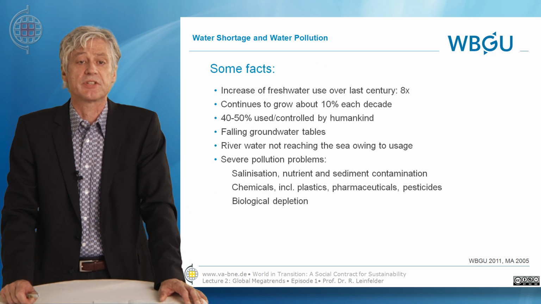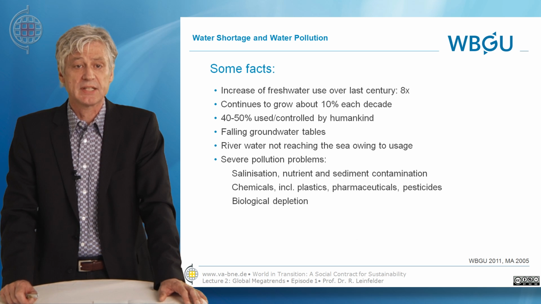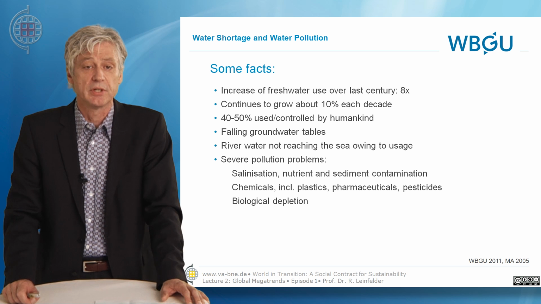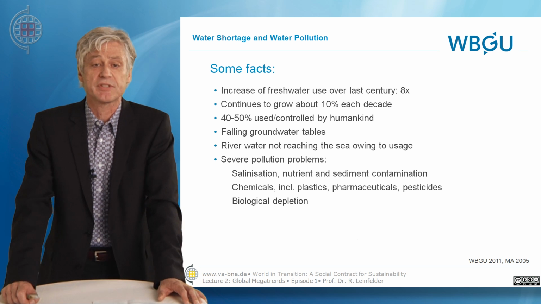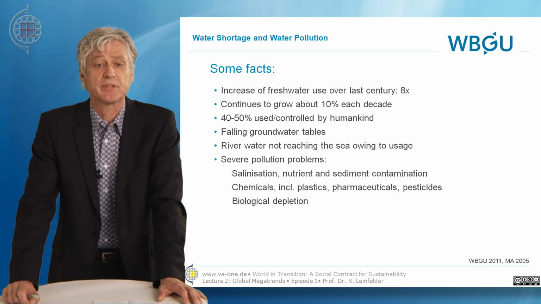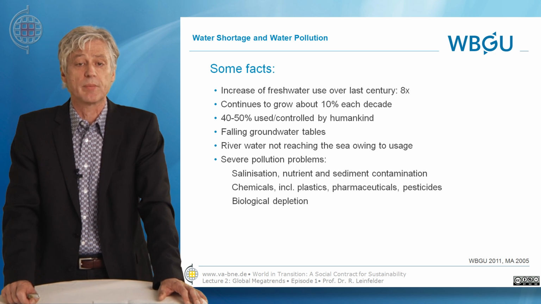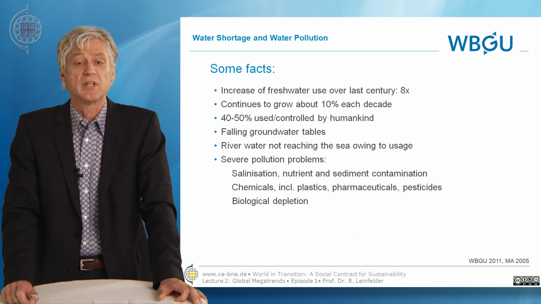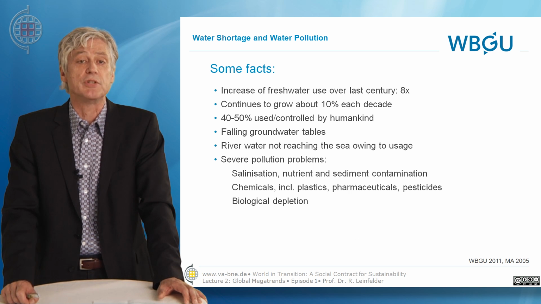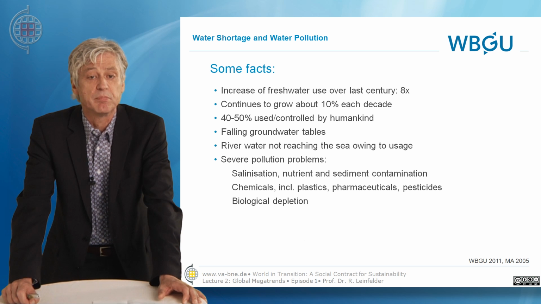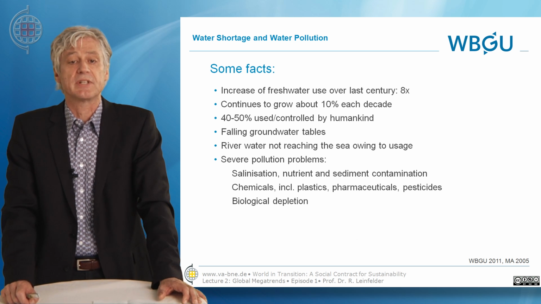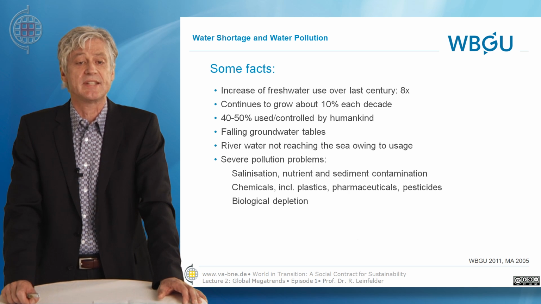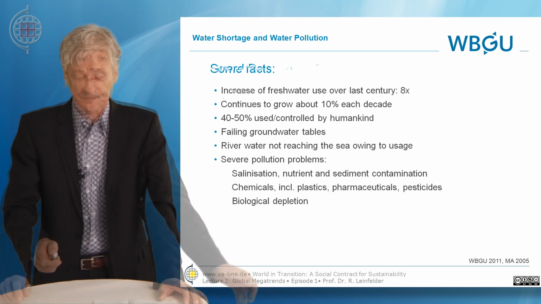Next topic: water shortage and water pollution trends. Let's have some facts. The increase of freshwater use over the last century is 8-fold, and it continues to grow about 10% each decade. So up to 50% of water, as we heard already, is used or controlled by humankind. We have falling groundwater tables. We have river waters which often no longer reach the sea because we used them before. And we have severe pollution problems like salinization, nutrient and sediment contamination, chemicals including plastics, pharmaceuticals, pesticides, biological depletion.